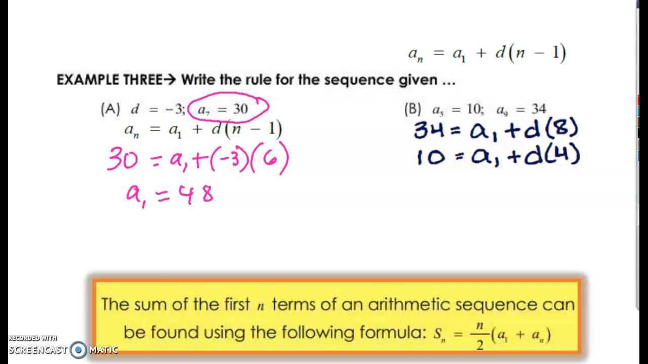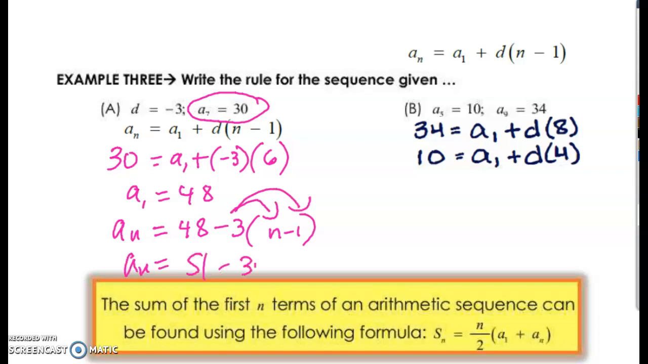Well, now we can put that in for a sub 1 and get the general form of your equation. You could leave it like that, but most people would simplify this and distribute the negative 3, and you'd end up getting a sub n equals 51 minus 3n. So that's usually how people will write it.